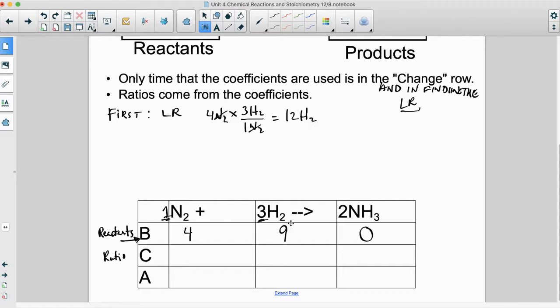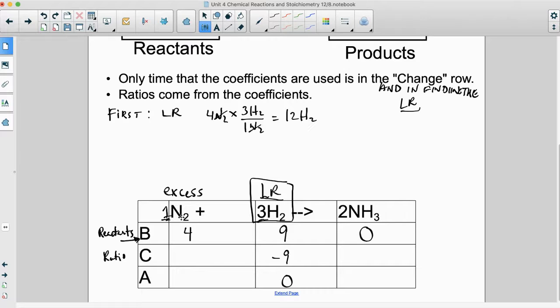And if I look here, I do not have 12 H2s. I only have 9. Therefore, I don't have enough of the H2. My H2 is the LR, the limiting reagent. My N2 is in excess. Okay, so now that I know what my limiting reagent is, I can go ahead and start filling in my change line. For the limiting reagent, that always disappears completely in the reaction. So I'm going to just subtract off the 9 and get 0 here.